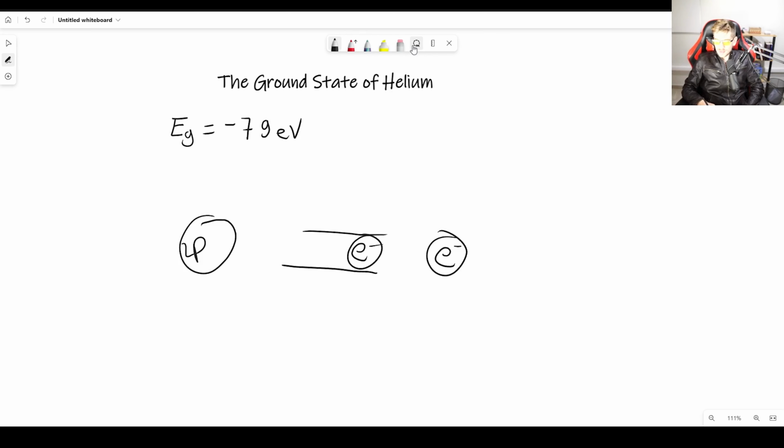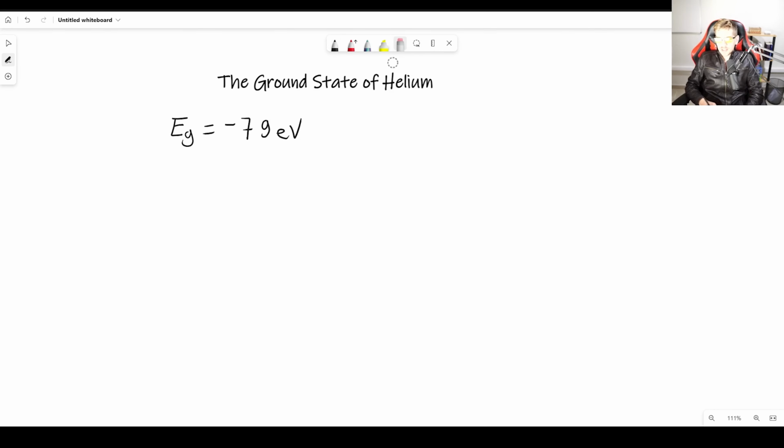So for that reason, the effective charge is going to be less than 2. More than 1, of course, but less than 2. So what we want to do is use basically the same wave function that we used before, but this time allow for that liberty. Okay, so let me show you what I mean.